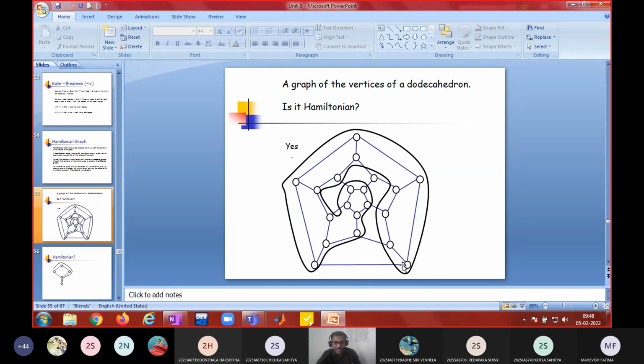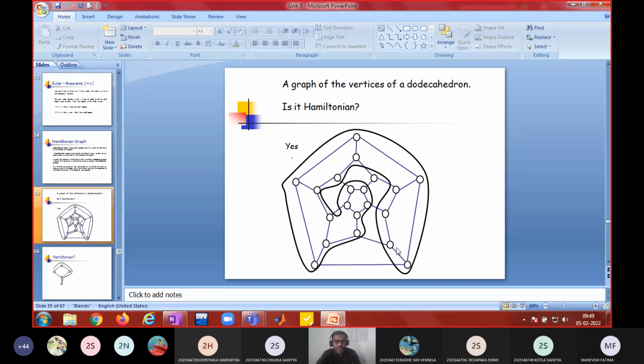See the trick. You start with one vertex. You try to cover all the vertices by visiting exactly one and only one time. So you go from this vertex, cover this vertex, cover this vertex, and keep going, visiting each vertex in turn.